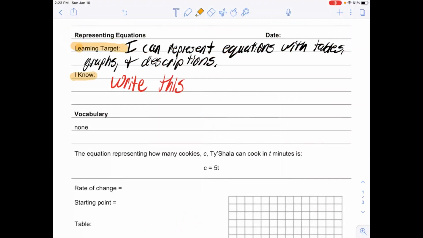Please write what you already know about this topic. And write down the date that you're watching this just to keep yourself organized. Pause the video here and when you're ready, restart and continue with the video.